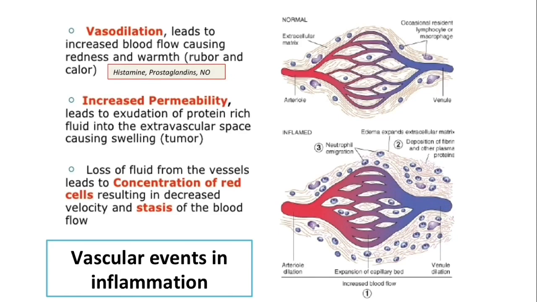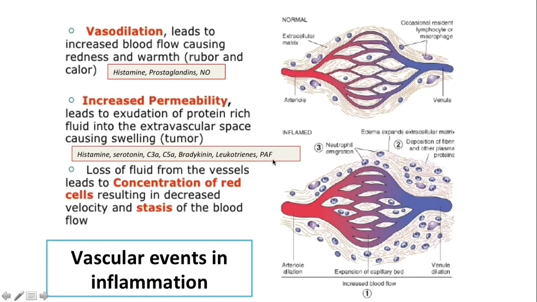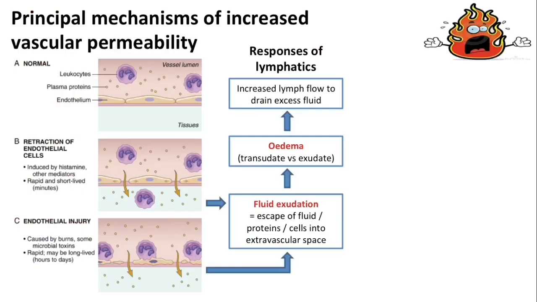Vasodilation is mediated by mediators such as histamine, prostaglandins, and nitric oxide, while increased permeability is a result of actions of some mediators such as histamine, serotonin, C3a, C5a, bradykinins, etc. Increase in vascular permeability is one of the key vascular events in inflammation. So how does this happen?